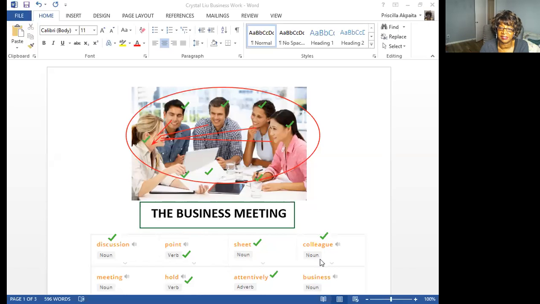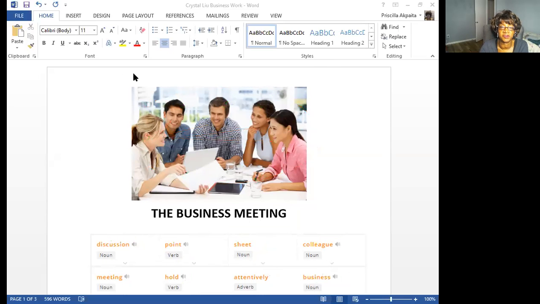I could say that this is a business meeting because of the title. They are sitting together. This would mean that they are having a meeting of sorts. So we have used all of the words: discussion, point, sheet, colleague, meeting, hold, attentively, and business. Now, based upon your level of ability of speaking fluently, I might ask you to try and use all of the words at once and discuss what you see here.